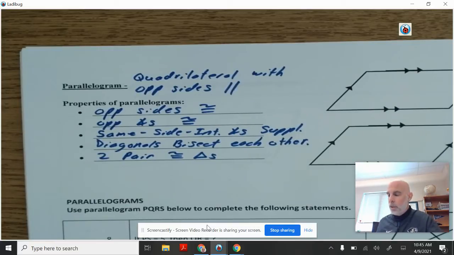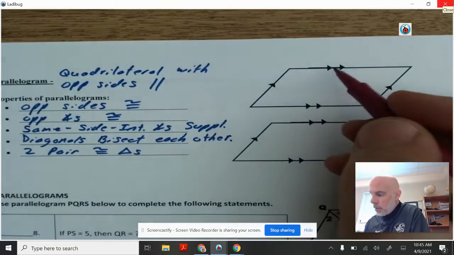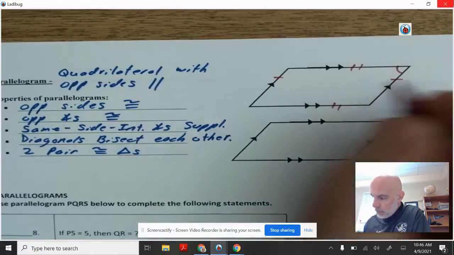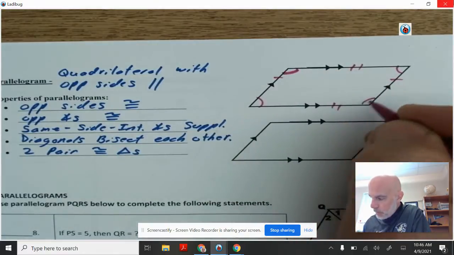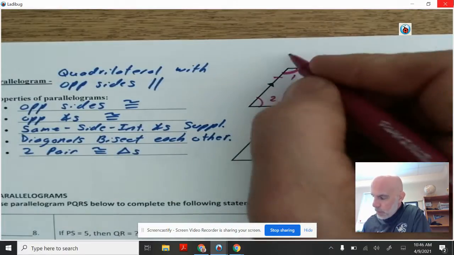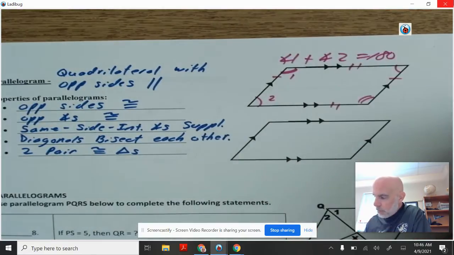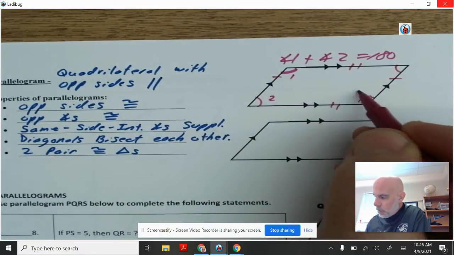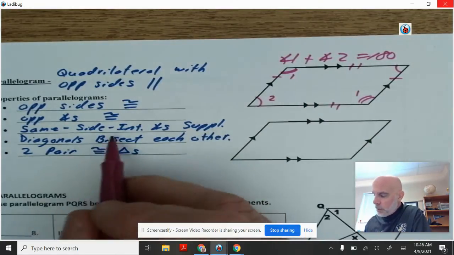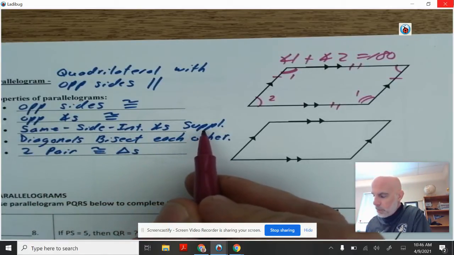So we do know when we have a parallelogram that opposite sides are congruent. I have a marked parallel right here, but they're also congruent. Opposite angles are congruent in a parallelogram. That's the second one. These two interior angles right here, angle 1 and angle 2, add up to equal 180, just like this one would over here, those two would, just like these two would. So that's what this is: same side interior angles are supplementary. We've had that before when lines are parallel.